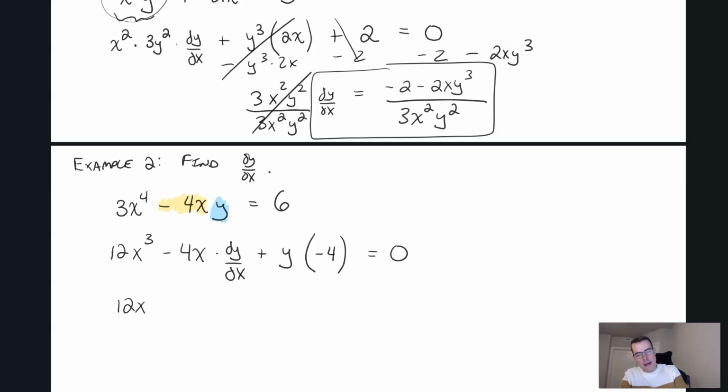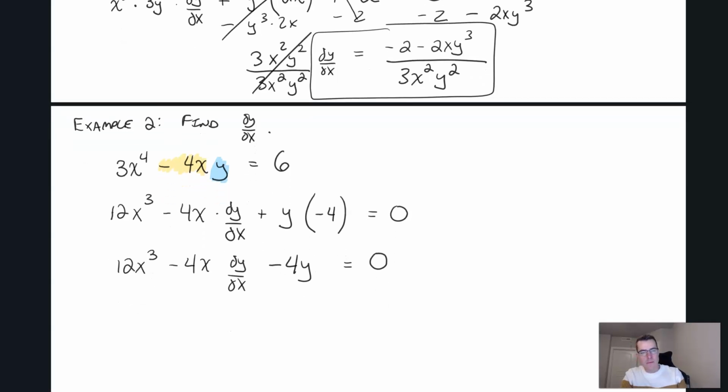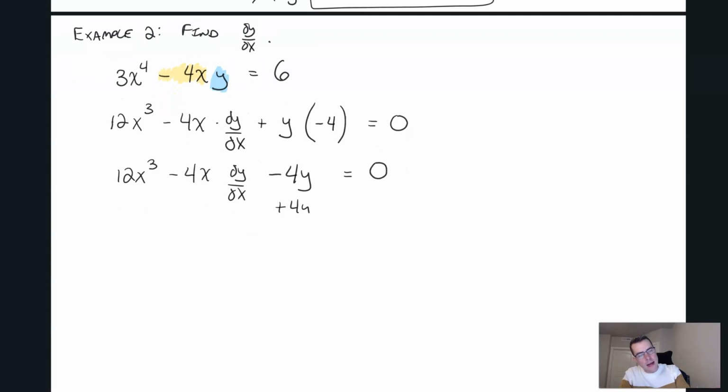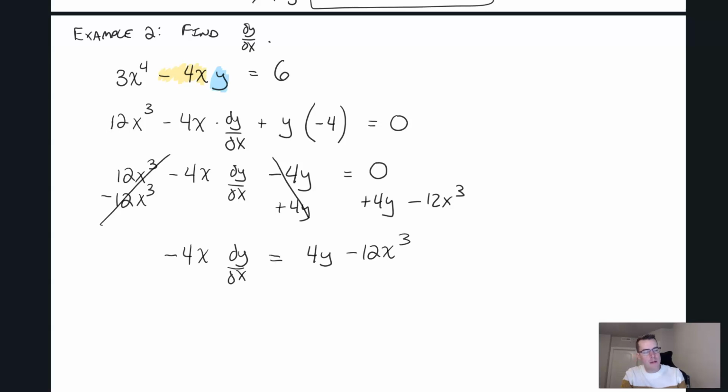So this is then 12x cubed minus 4x dy dx. Y times negative 4 becomes negative 4y is equal to 0. So then let's go ahead and bring over our 4y here. So we're going to add the 4y over, and we're also going to subtract off the 12x cubed. So we're left with, on the left, a negative 4x dy dx is equal to, and then on the right, we have 4y minus 12x cubed.